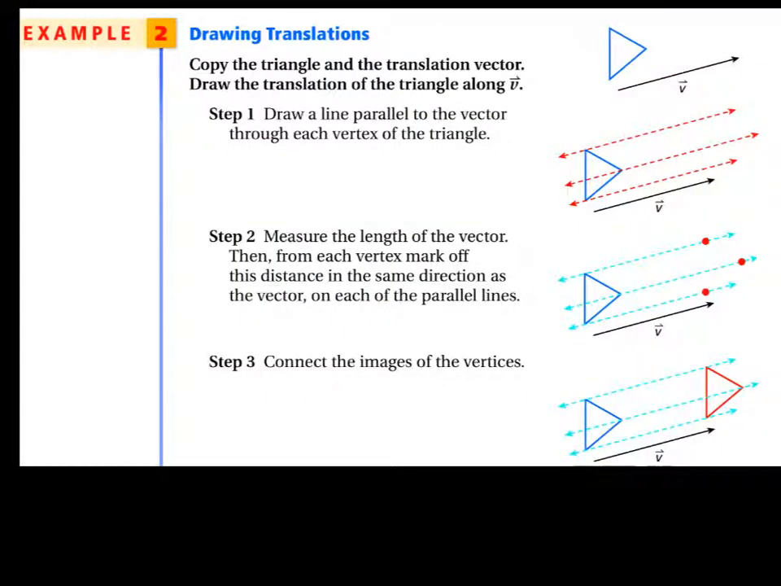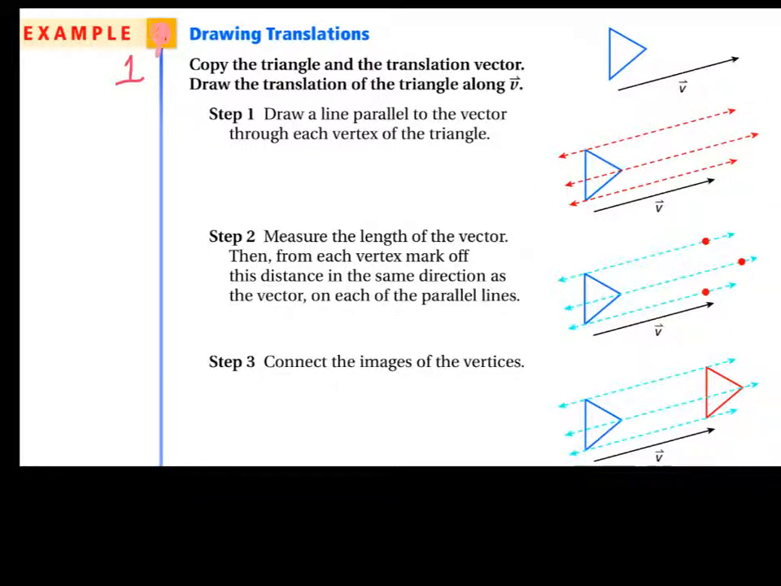This is actually example 1. Example 1 says, copy the triangle and the translation vector. Draw the translation of the triangle along vector V. You'll notice that is the symbol for a vector. So here's our blue shape. This is the pre-image. Here's our vector. Each of our lines has to be parallel to our vector. So we're going to draw a line parallel to the vector through each vertex of the triangle. Notice that here's our vertex. We have 3 of them. We have to move all 3 points along that vector.